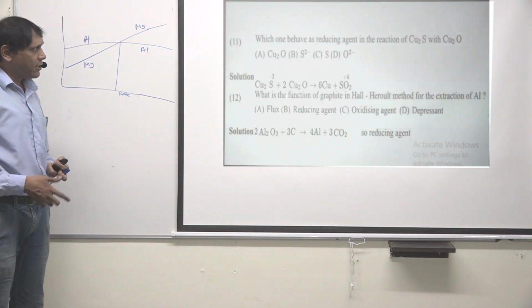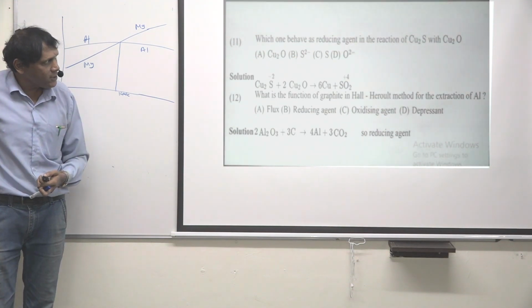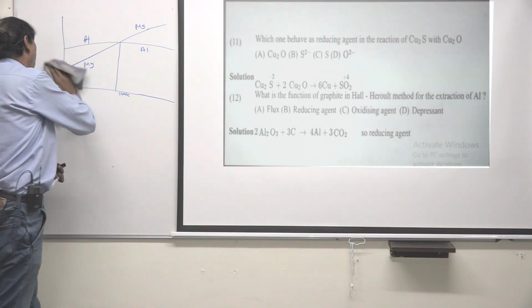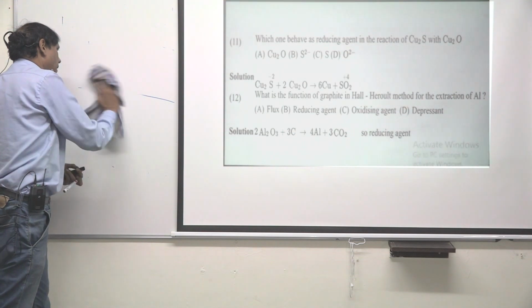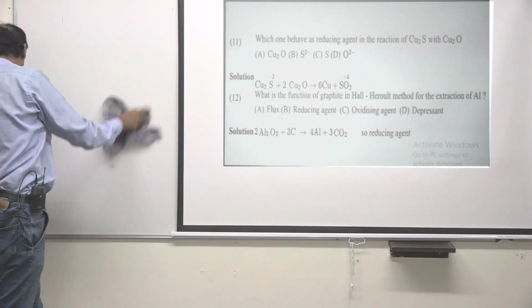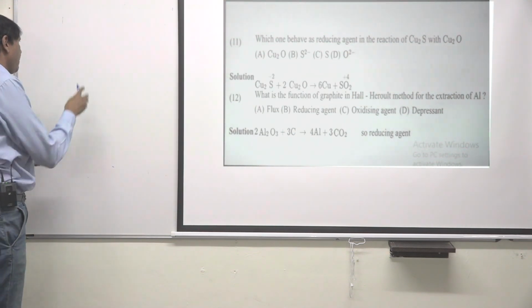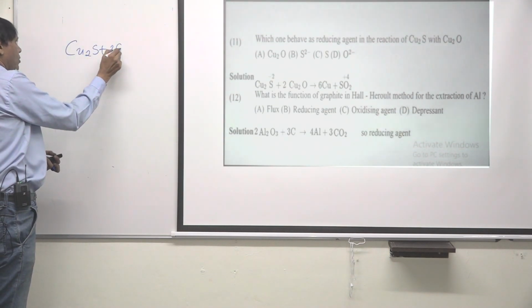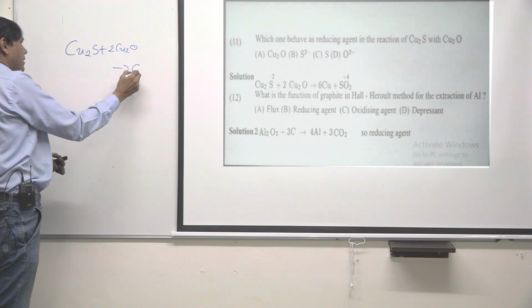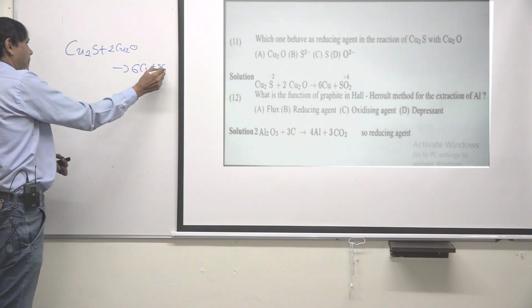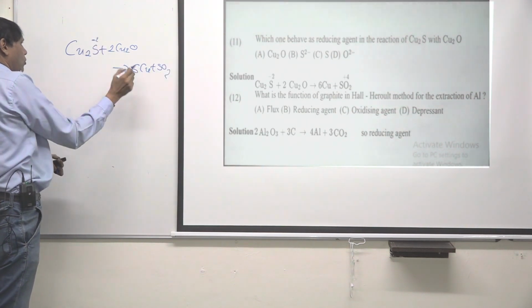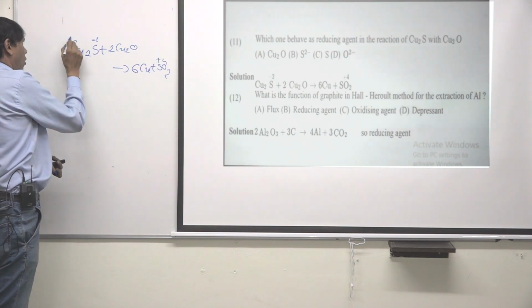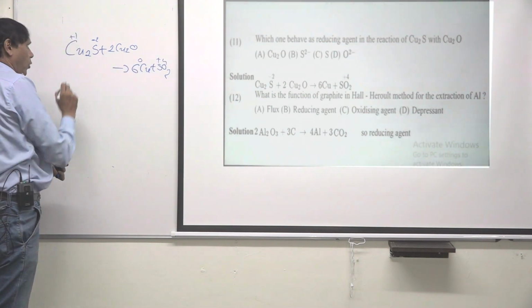Which one behaves as a reducing agent in the reaction of Cu2S with Cu2O? Okay, the reaction is Cu2S plus 2Cu2O gives 6Cu plus SO2. Now sulfur minus 2, sulfur plus 4, copper plus 1, copper 0.